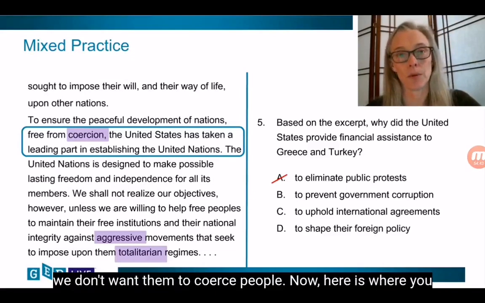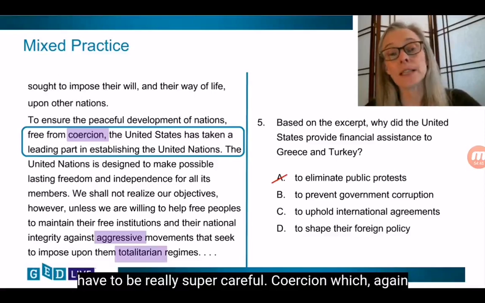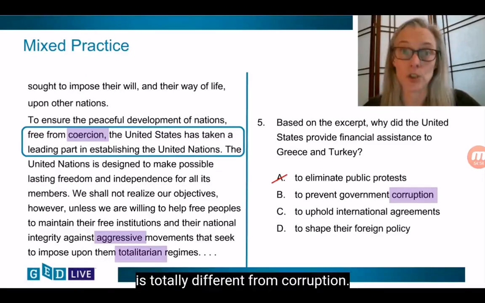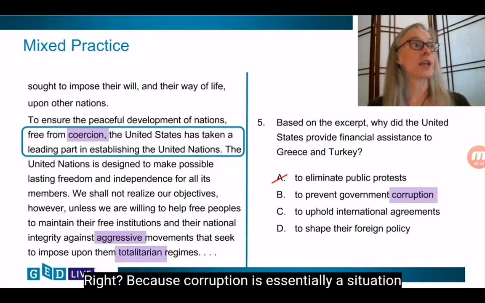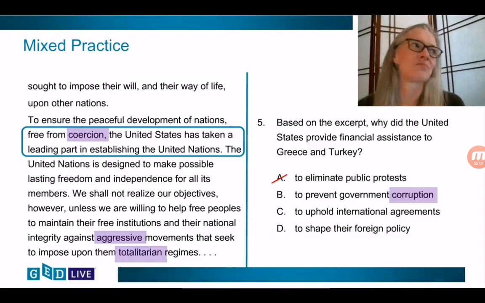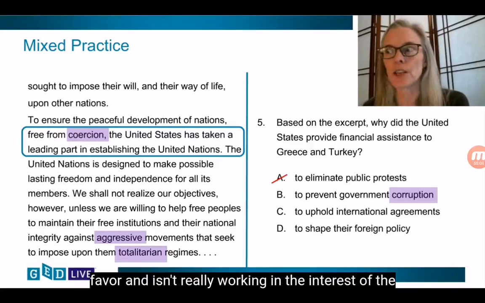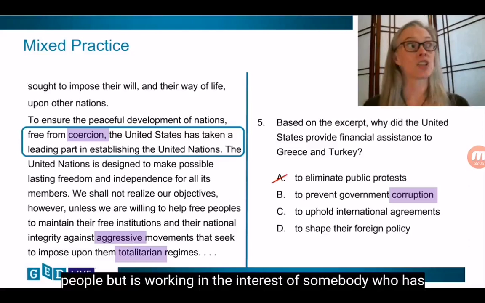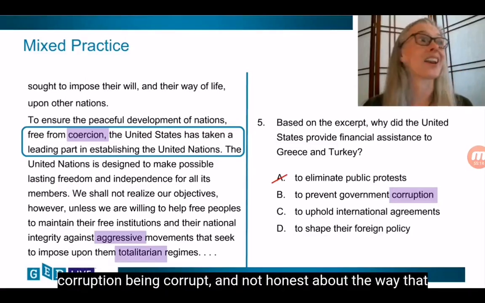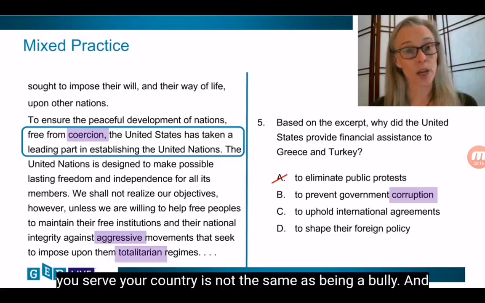We don't want them to coerce people. Now, here's where you have to be really super careful. Coercion, which again is like bullying or forcing someone to do something, is totally different from corruption, right? Because corruption is essentially a situation in which somebody accepts some kind of favor and isn't really working in the interest of the people, but is working in the interest of somebody who has maybe paid that person off, right? And so that idea of corruption, being corrupt and not honest about the way that you serve your country, is not the same as being a bully.